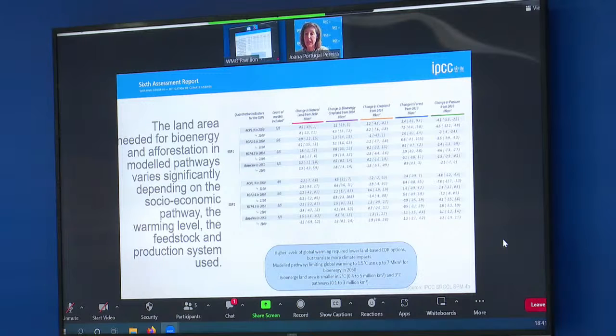So to summarize, if we model higher global warming levels represented here by baseline or RCP 4.5, we actually are less dependent on land for reforestation and bioenergy, but that also entails significant impacts to the global climate and ecosystem services that were not included in the assessment.